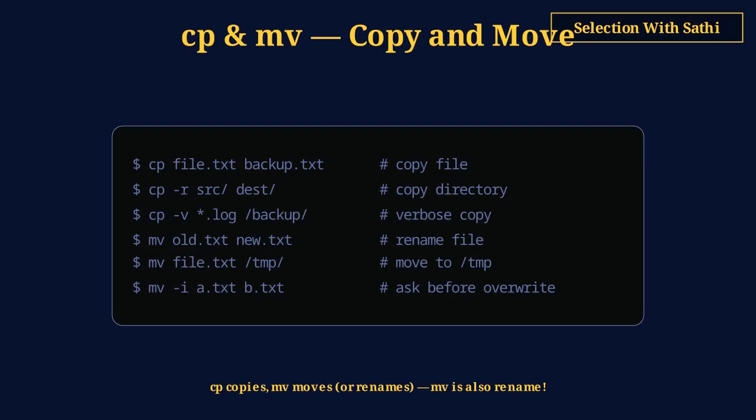mv serves two purposes: it moves files to a new location, and it renames files and directories. mv old.txt new.txt renames the file. mv file.txt /tmp/ moves it to the tmp directory.